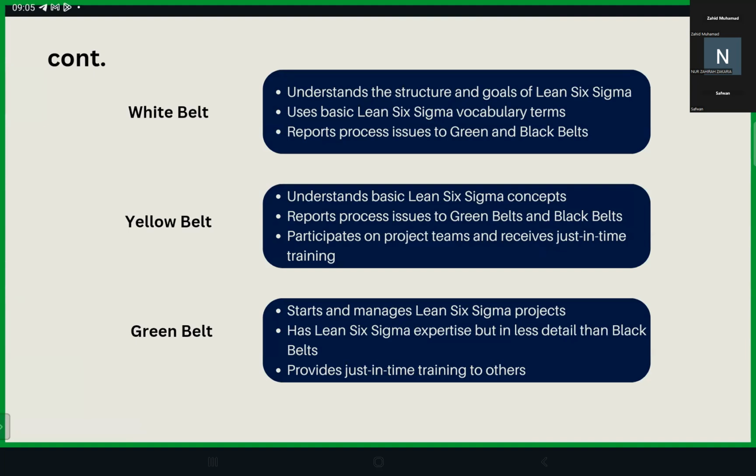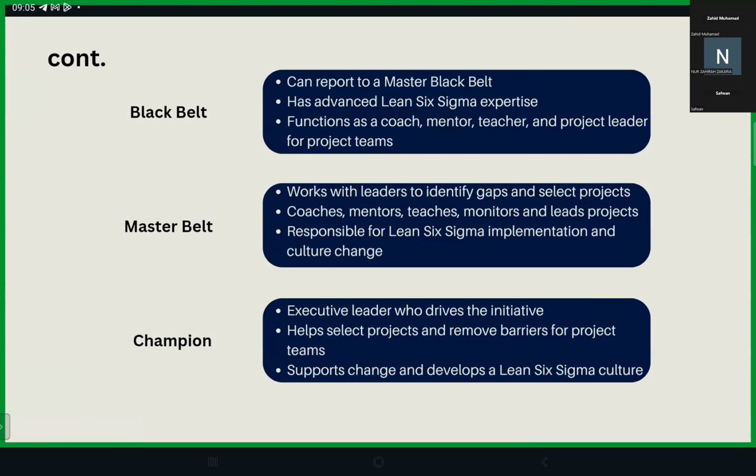For green belt, starts and manages Lean Six Sigma projects, has Lean Six Sigma expertise but in less detail than black belts, and provides just-in-time training to others. For black belt, can report to a master black belt, has advanced Lean Six Sigma expertise, functions as a coach, mentor, teacher, and project leader for project teams.